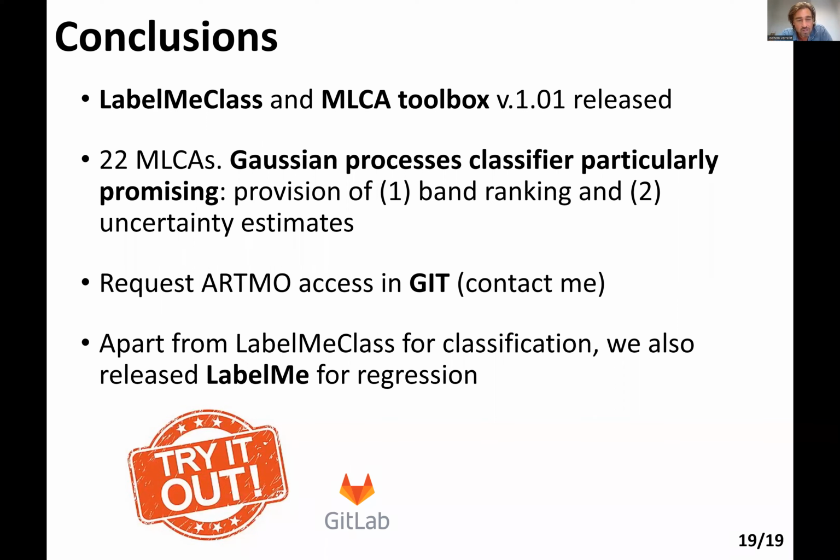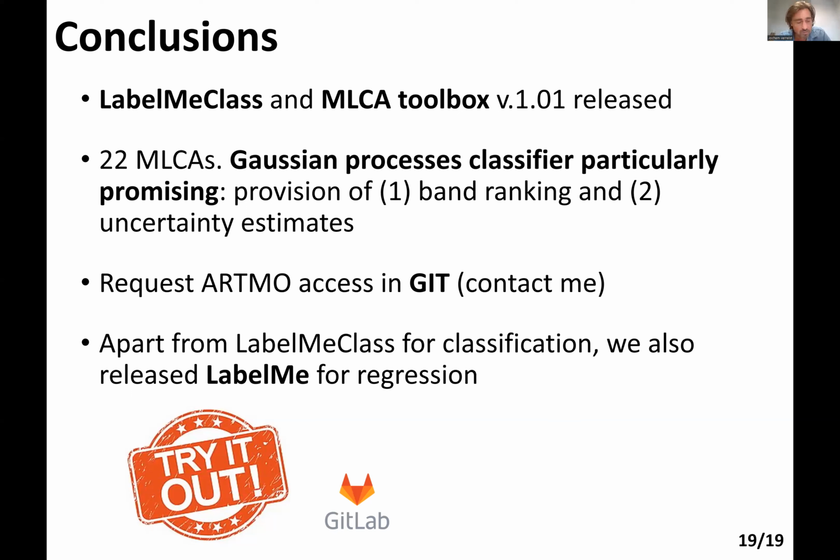I didn't show it, but apart from LabelMeClass, we also have a similar tool just released for regression. It's called LabelMe, and instead of giving labels, you can give continuous values to pixels that you select. Or if you have collected continuous data in the field with your GPS, like LAI or chlorophyll, you can load that directly in LabelMe onto an image, and it extracts the spectral data. So you have all the data directly prepared for your regression analysis.